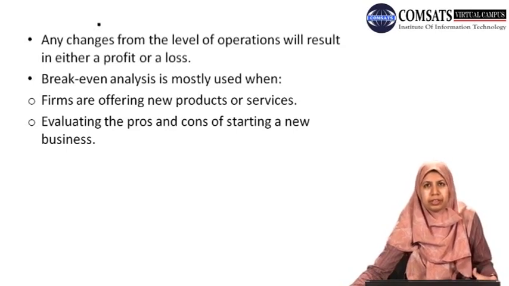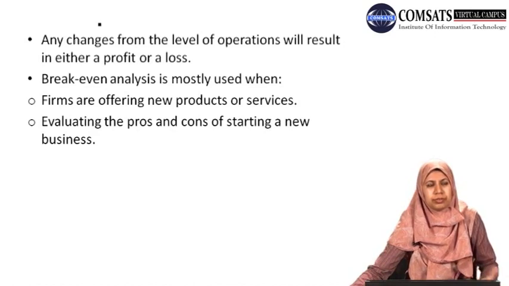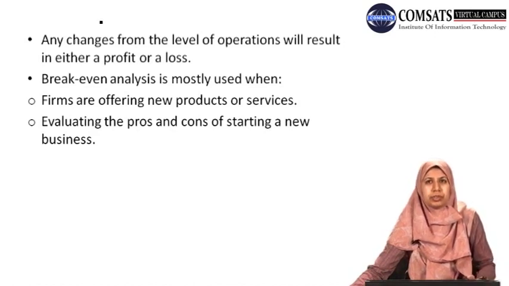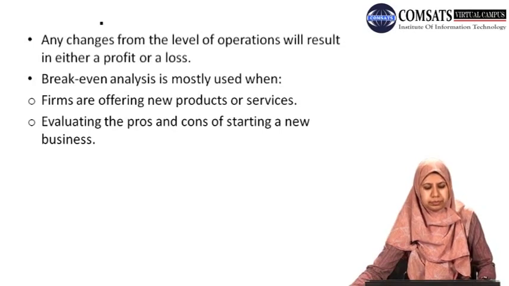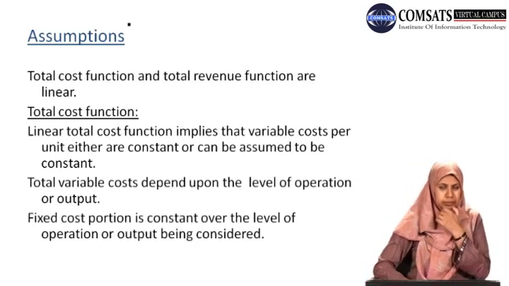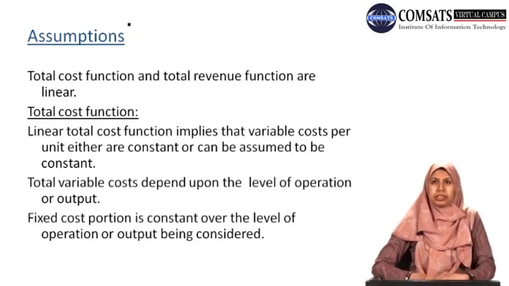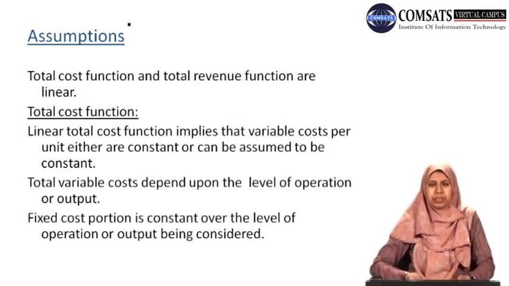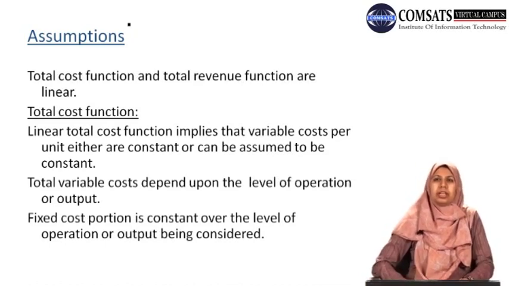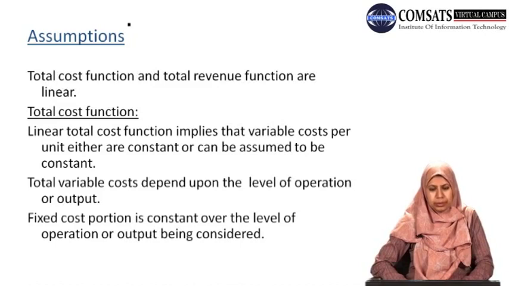To find the break-even point, the main thing is we have to find our cost function. We should know our cost function, we should know our revenue function, and we can write our profit function in terms of the cost function and revenue function. And from there we can find our break-even point. There are some assumptions in the case of the cost function and the revenue function, because these are the two main functions playing a role in giving us the break-even point.